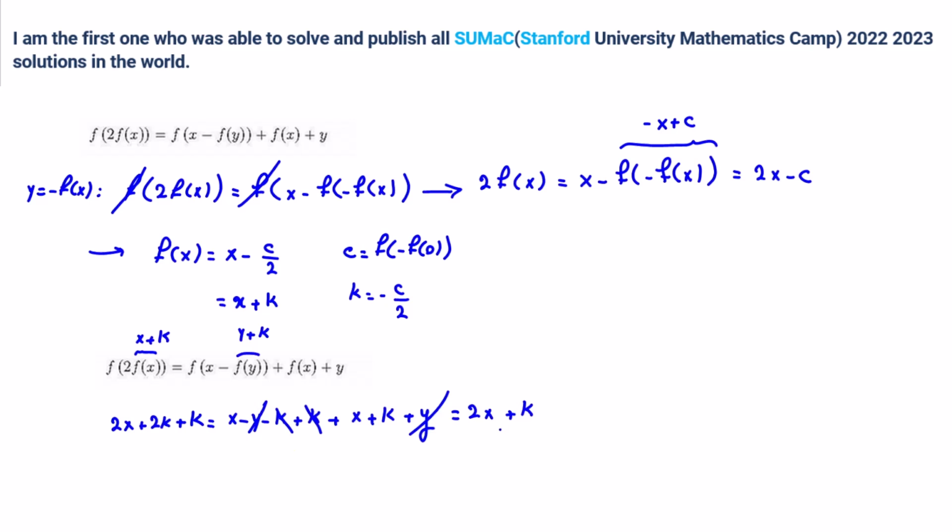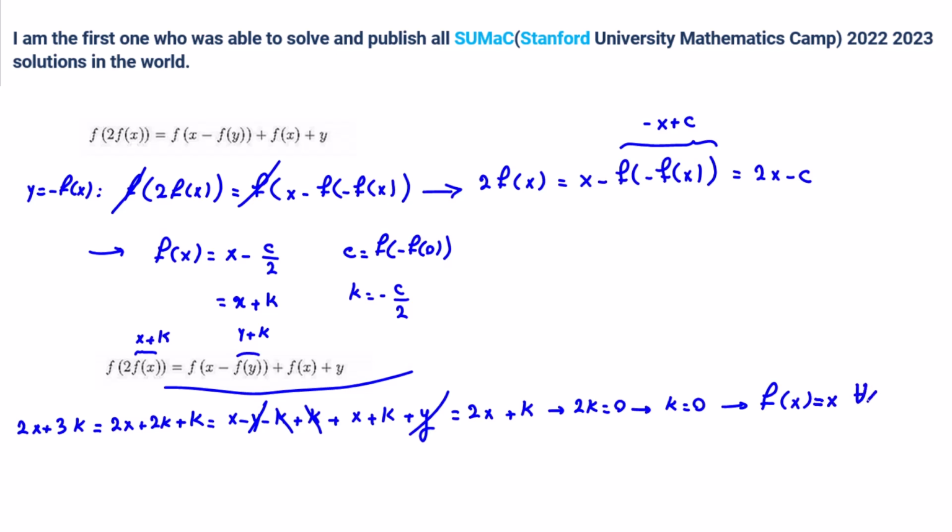So what was the hard part that you couldn't solve? I was trying to do something else. You should look again at the end when you want to find c. We know f of x in terms of x and c, so only replace. 2x plus 3k is equal to 2x plus k, so 2k is equal to 0. So k is equal to 0, right? So f of x is equal to x for all values of x.